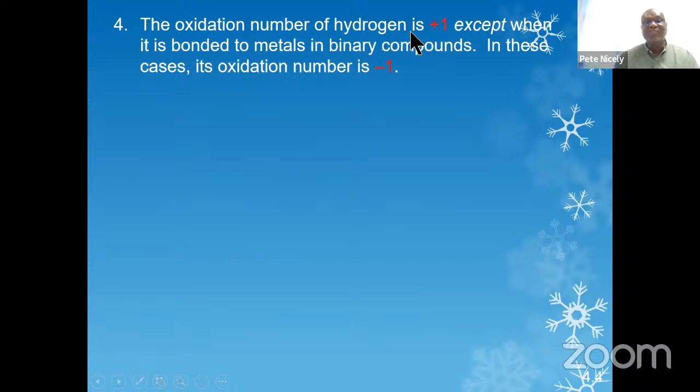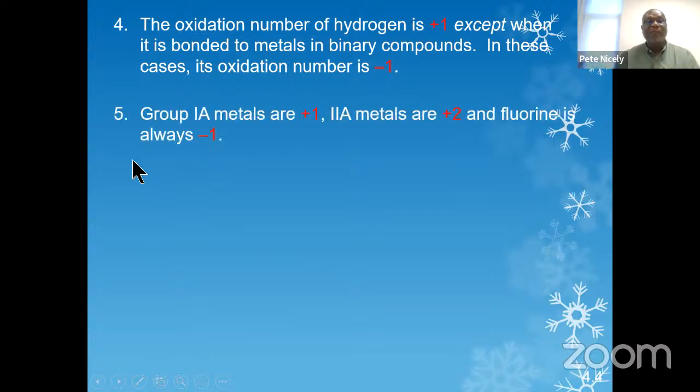The oxidation number of hydrogen when combined with other elements is almost always equal to +1, excepting, and this is very important, excepting if the hydrogen is bonded to a metal in binary compounds. In these cases, the oxidation number of hydrogen is -1. So if hydrogen is combined with non-metallic elements, the oxidation number is +1, but if it is combined with metallic elements, then the oxidation number is -1. All right. Then we get to rules concerning group 1A, group 2A, and fluorine.